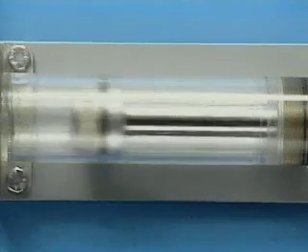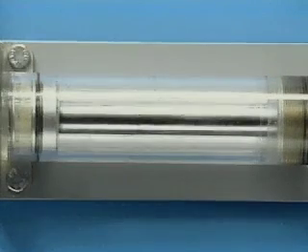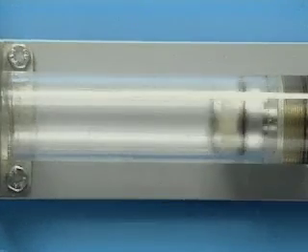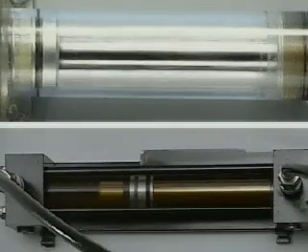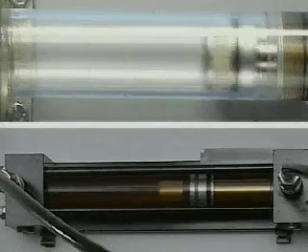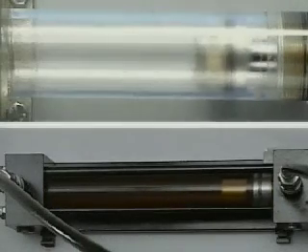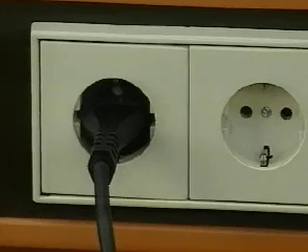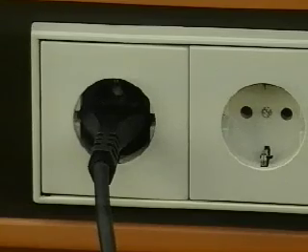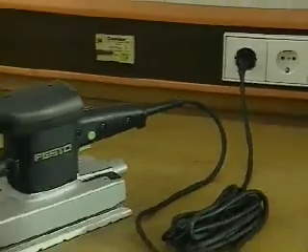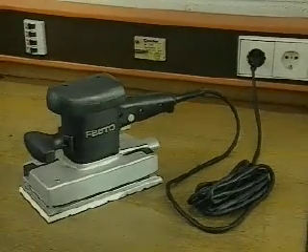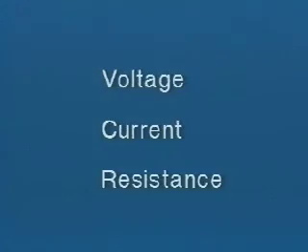Let's make a comparison. In pneumatics, air is the source of energy. In hydraulics, it's oil. In electricity too, there's an energy source, but it's invisible. It's called electrical current, or more precisely, the electron current.